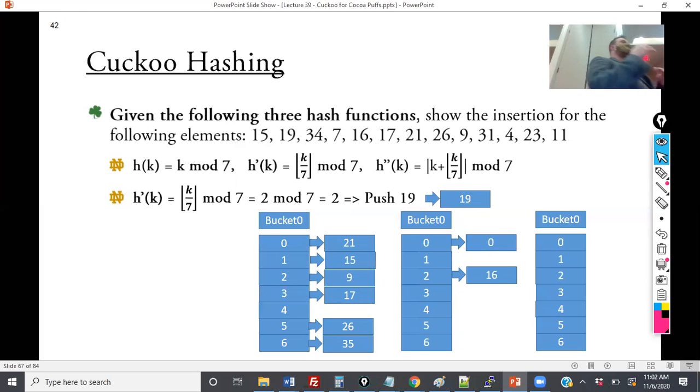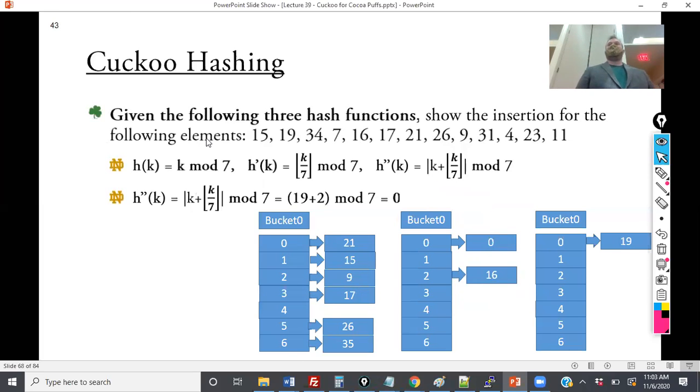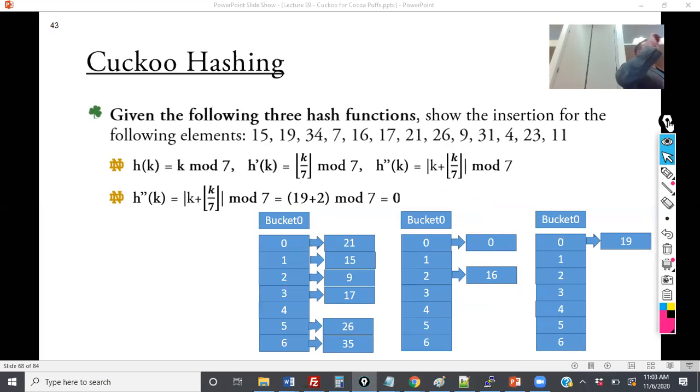So now that we have 19, we are going to do 19 divided by 7, which is going to be 2. That's going to be 19 plus 2 inside, and then that's going to be 21 mod 7. So that means 19 is going to go there into 0. Does everybody see how I derived that? All right, so if there's any questions, please feel free to ask.